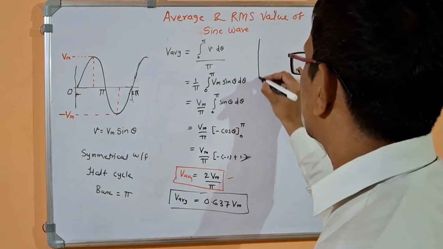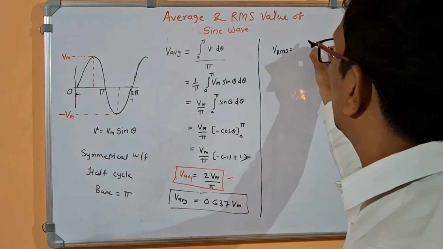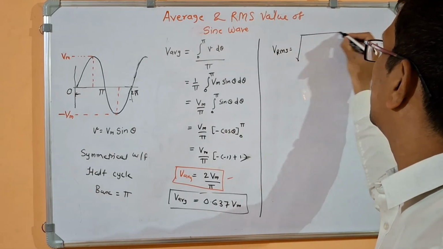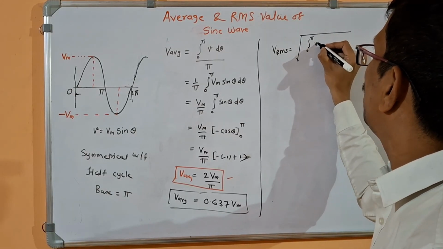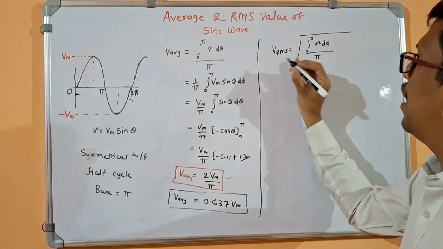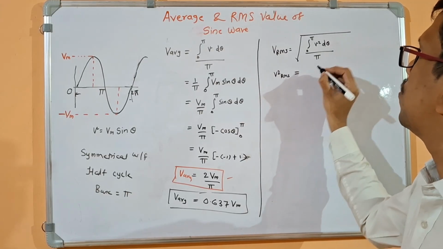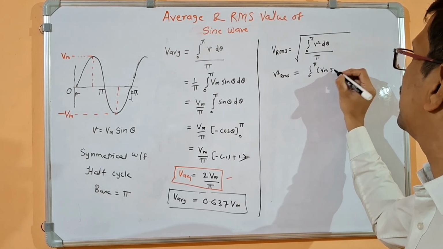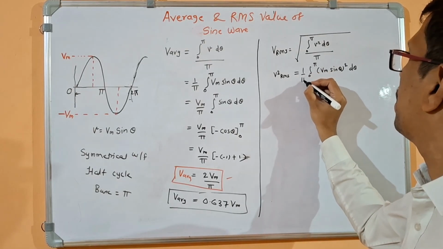So here I will consider now the RMS value. So V RMS is equal to, again what we have to take? We have to take the square root of the squared half cycle. So integral from 0 to pi of V square d theta divided by base, that is pi. If I square both sides, I will get V square RMS is equal to 1 upon pi integral from 0 to pi of (Vm sine theta) square d theta.